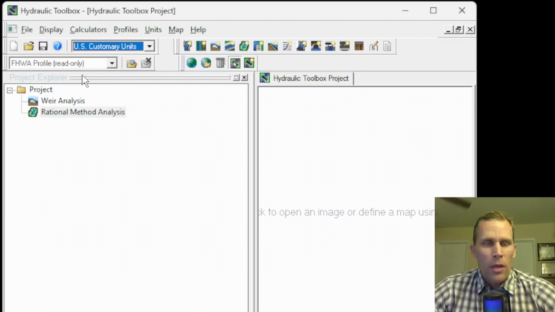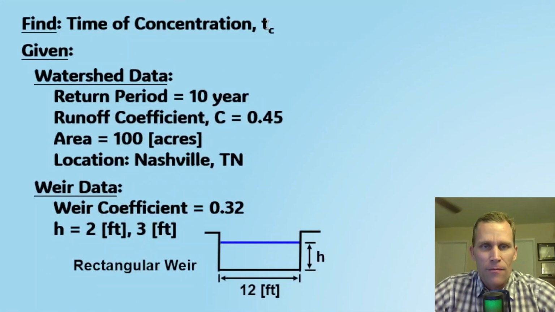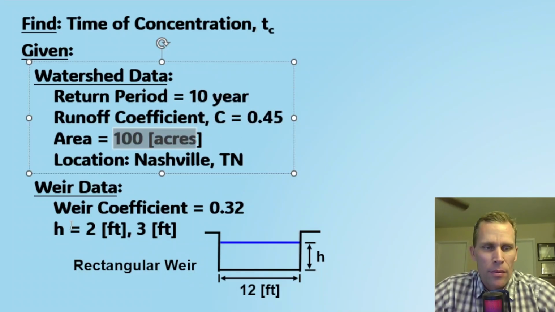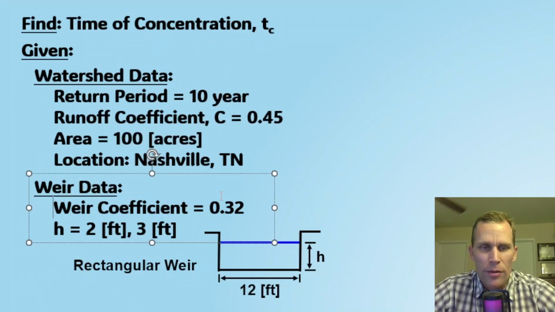What we're going to use is the rational method to solve for the time of concentration, T sub C, which is a function of the intensity. The intensity can be back calculated using the rational method, Q equals CIA times the constant. Because we know the area, and we know the flow rate using the Weir data, we'll determine that. And we also have the runoff coefficient of 0.45.